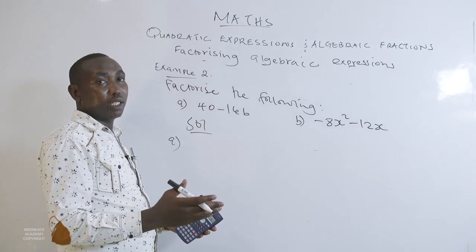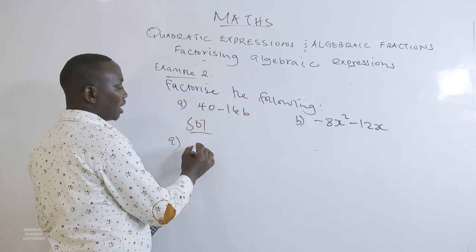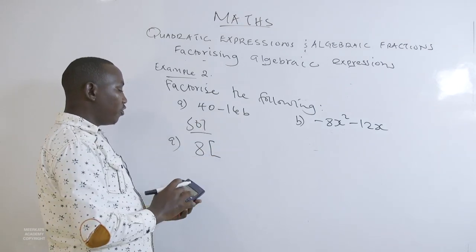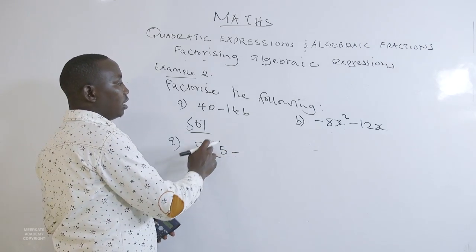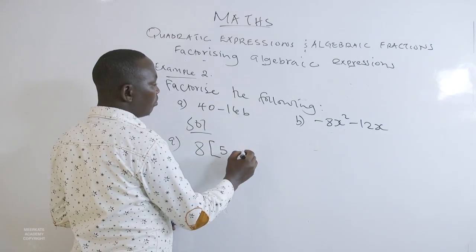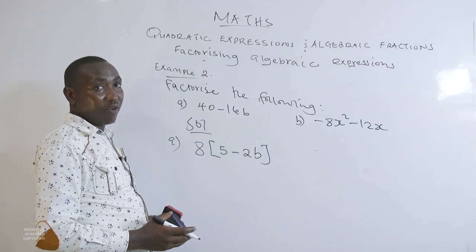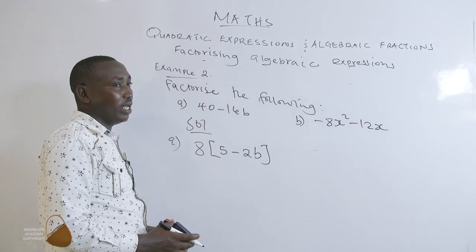So that means our highest common factor is going to be a number. We are saying that the highest common factor is 8. 8 goes into 40 5 times, subtract 8 goes into 16, b twice b. That is the most simplified expression ever. You can never proceed more than this step.